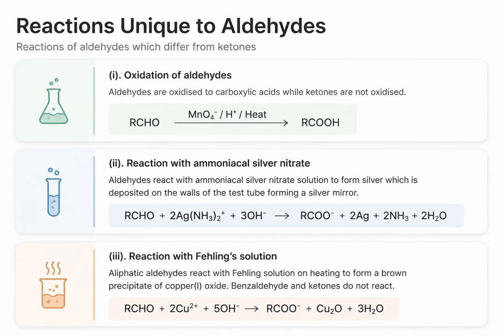Because aldehydes have a hydrogen atom attached to the carbonyl carbon, they are easily oxidized, unlike ketones. This allows us to distinguish between them using chemical tests. Tollen's reagent, or ammoniacal silver nitrate, oxidizes aldehydes and deposits a beautiful silver mirror on the test tube. Fehling's solution oxidizes aliphatic aldehydes, producing a brick red or brown precipitate of copper(I) oxide.